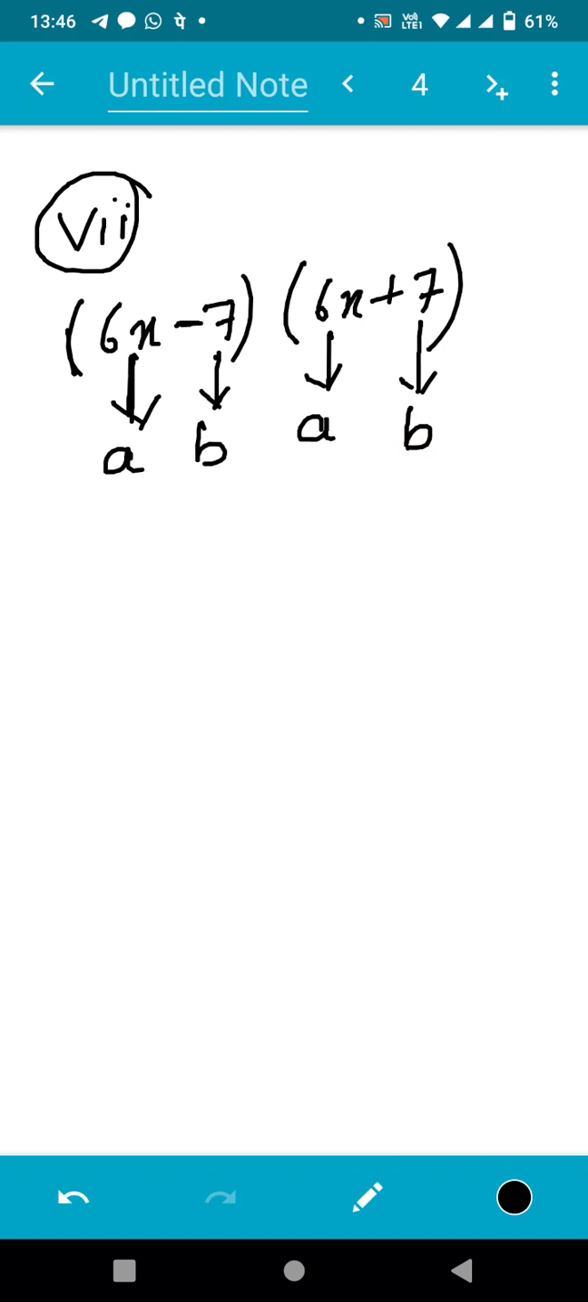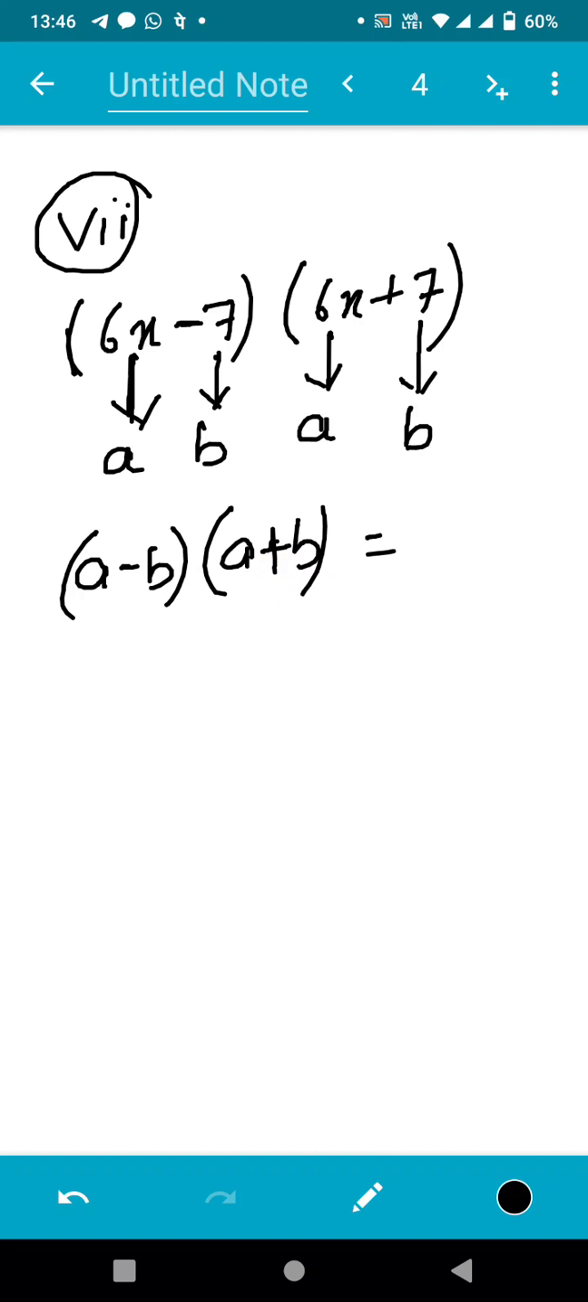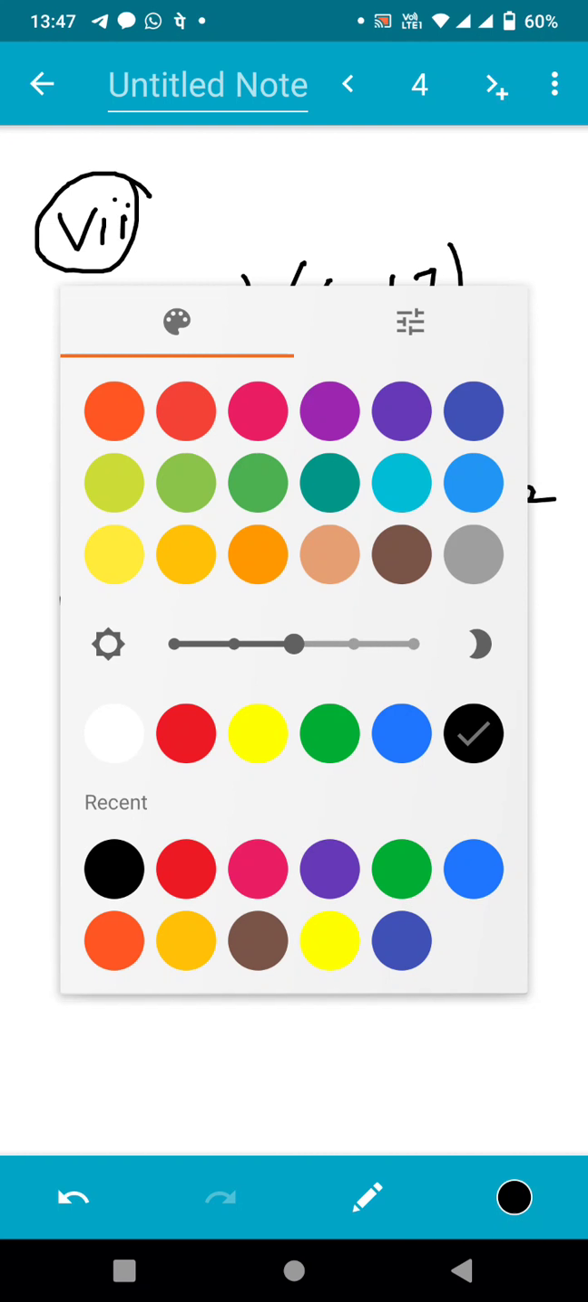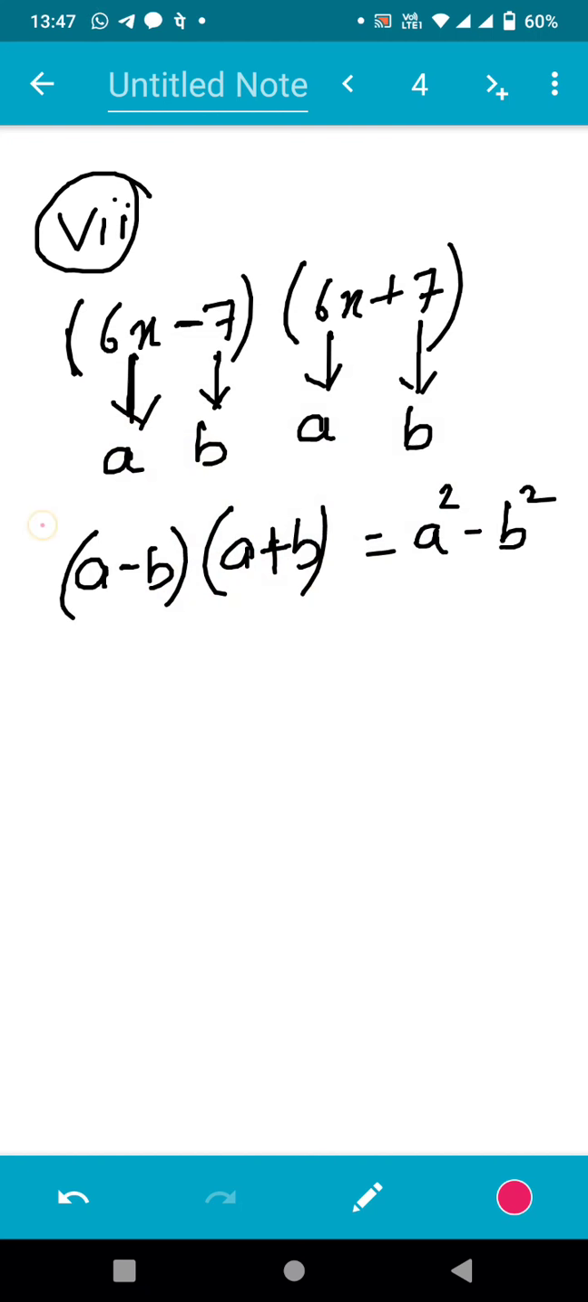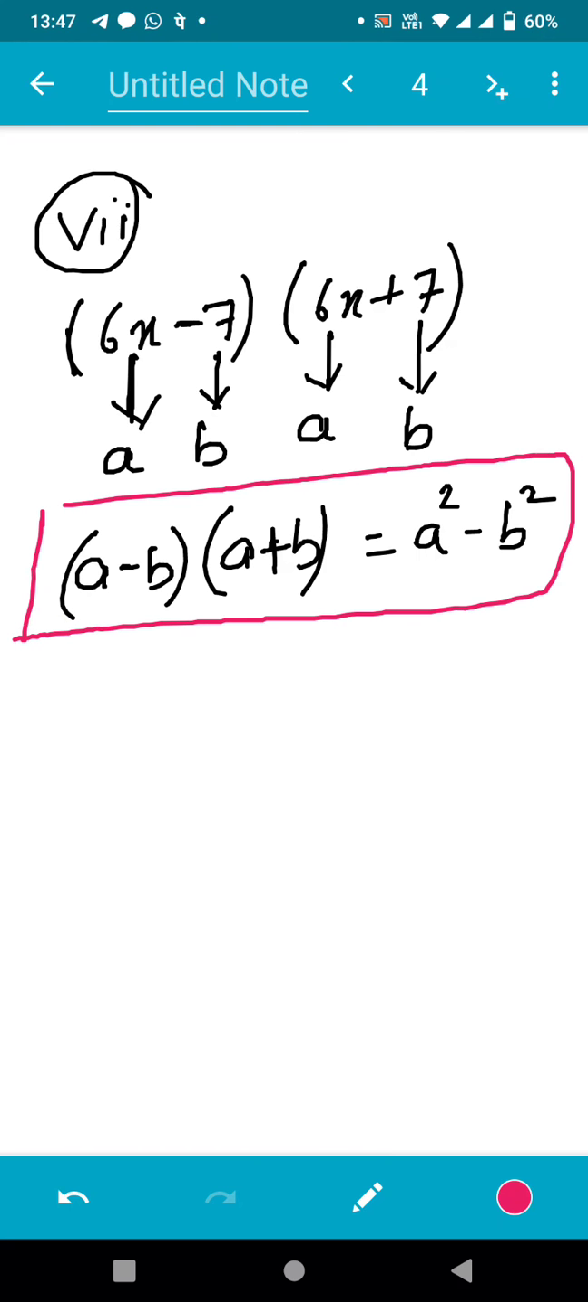So it is in the form of a minus b, a plus b. So again it is following which identity? The third identity, that is a minus b. Because the question is given in a minus b form first, I have written a minus b, and then it is given a plus b. So what is the formula of a minus b, a plus b? It is a square minus b square. We'll put it inside the box, just to highlight the identity.